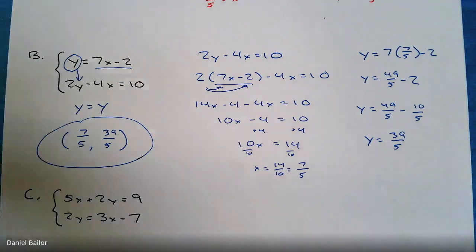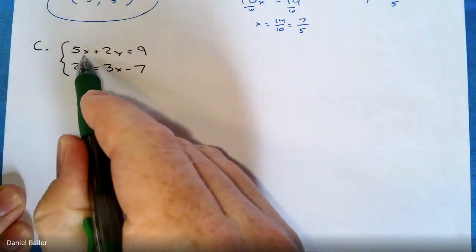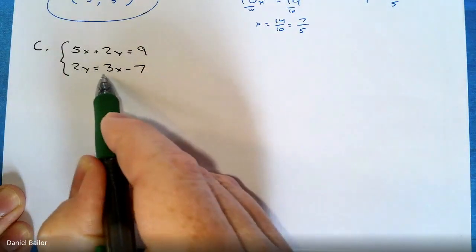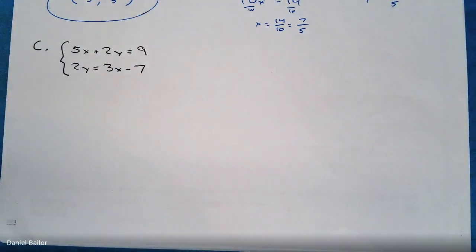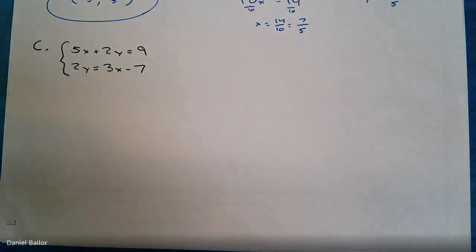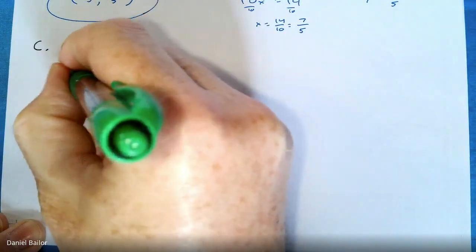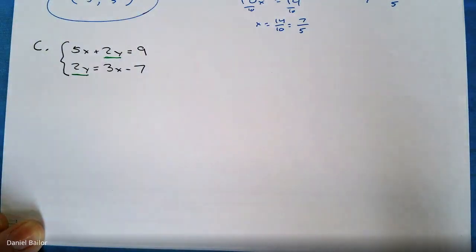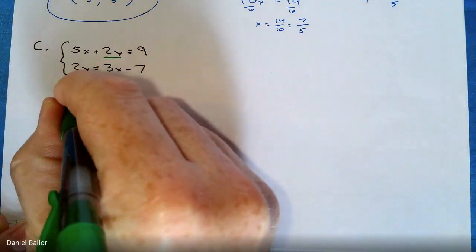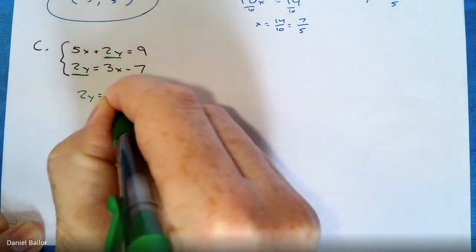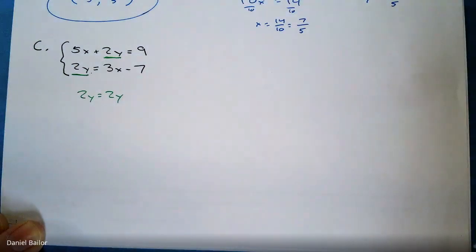Example C, let me show you another situation where it could work. Right here, we have example C, 5x plus 2y equals 9, 2y equals 3x minus 7. So these shortcuts require you to pay more attention. One of the things you have to pay attention to right here, the one thing I see when I look at this, I see a 2y in this equation, and I see a 2y in that equation. So for this example, example C, I'm going to know that 2y equals 2y. The 2y here is the same as the 2y there.